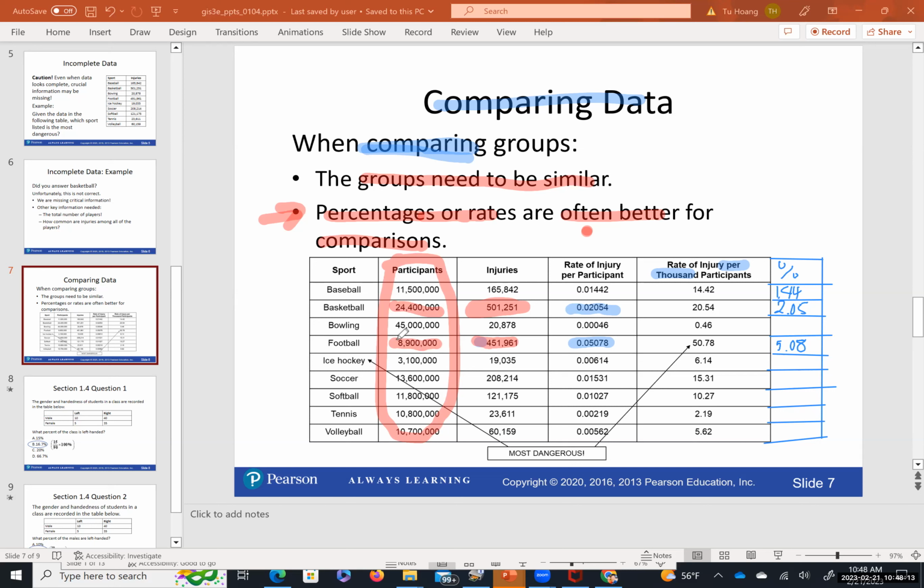You can also check with some other ones, such as volleyball there. So it looks like right now, having the rate of injury per participant, football is going to be the highest one, and you see that, right? The maximum is 0.05. So that is the reason why I say the football could be the highest one. Okay.